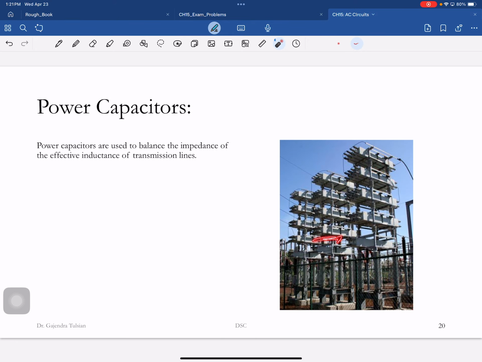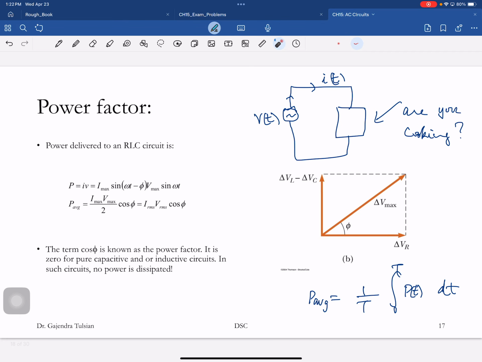And that's what these guys are outside your city. Okay. You guys have seen this stuff? Outside, near every city you'll have these guys. Okay. So power capacitors are used to balance the impedance effect of the effective inductance of transmission lines. So what is it that you're trying to do? You're trying to make phi 0 such that maximum power is delivered to the city. All right, so there's the power factor. And so now you see why you needed to know phi.